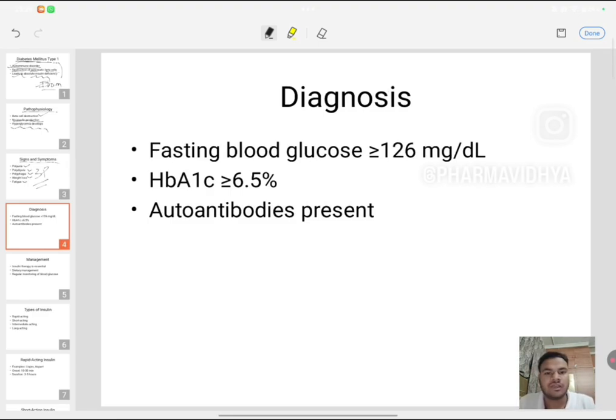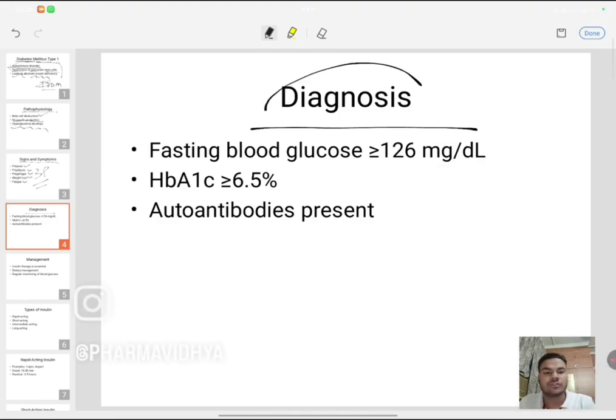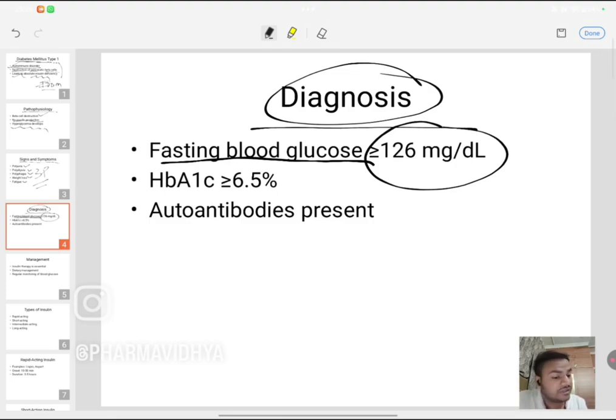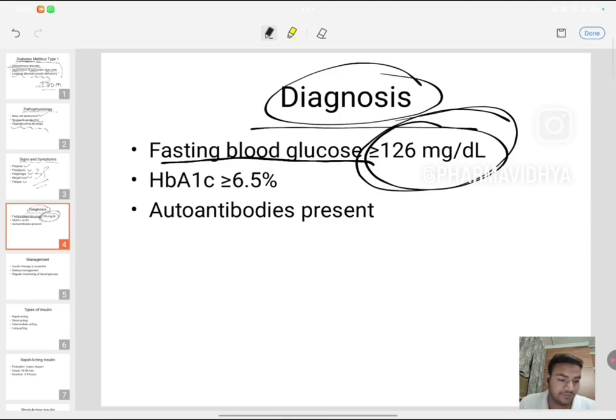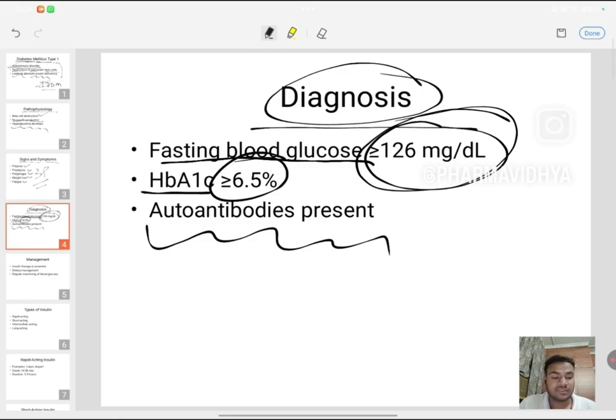Now, when we talk about diagnosis, how do we diagnose this disease? For the diagnosis of type 1 diabetes mellitus, if fasting blood glucose is greater than or equal to 126 mg per deciliter, you have to consult a doctor because it is a symptom of type 1 diabetes mellitus. If your HbA1c is greater than or equal to 6.5%, then it is a diagnosis of type 1 diabetes mellitus or insulin dependent diabetes mellitus. If autoantibodies are present, then it is type 1 diabetes mellitus.